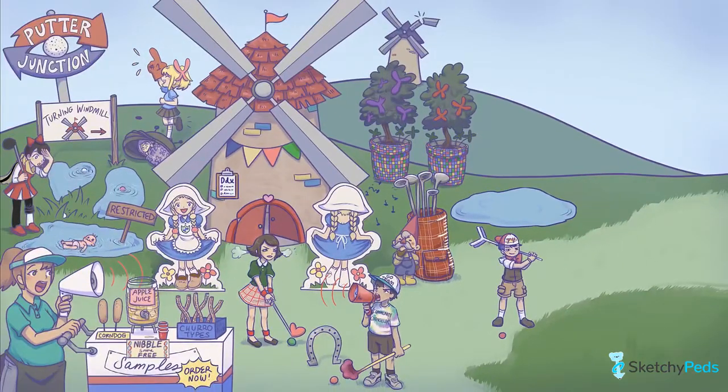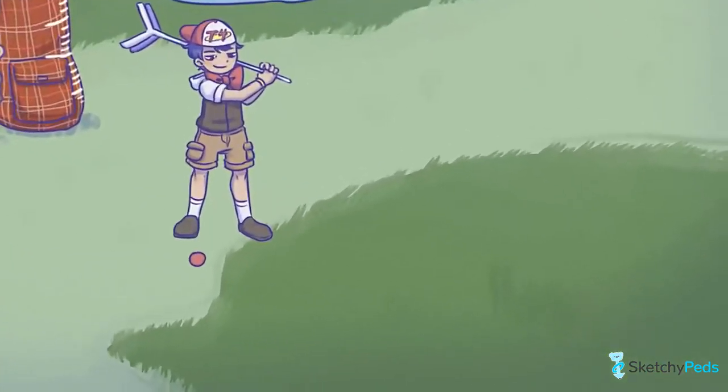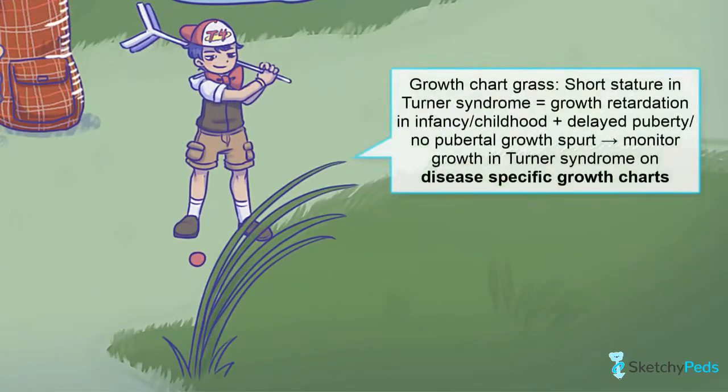Now that we've reviewed the initial evaluation for girls with Turner syndrome, let's discuss the ongoing management and health complications to look out for in these kiddos. Remember we mentioned that short stature is the number one symptom in girls with Turner syndrome? This short stature is due to growth retardation in infancy and childhood, as well as delayed puberty and the lack of a pubertal growth spurt.